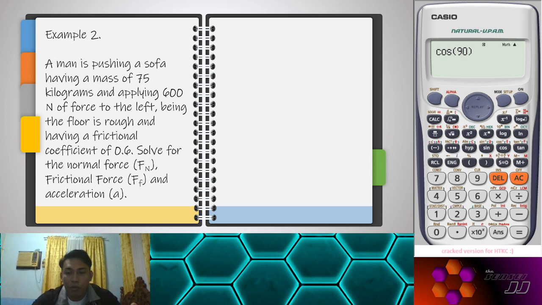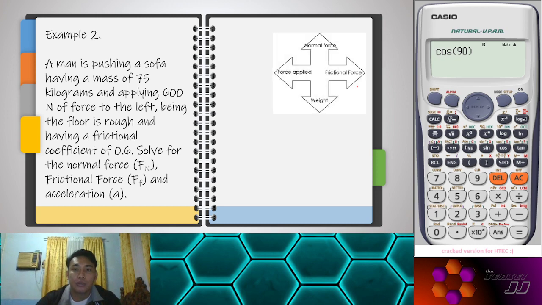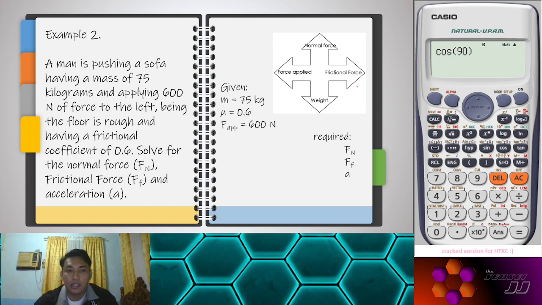Okay. So, we have visualized the person pushing a sofa. We will now be drawing the free body diagram. So, guys, this is the normal force going upwards, the weight going down, the force applied is going to the left, and the frictional force is going to the opposite direction of our force applied. Okay, so we will be having this given, which is 75 kilograms, coefficient of friction, which is 0.6, and the applied force of 600 newtons.